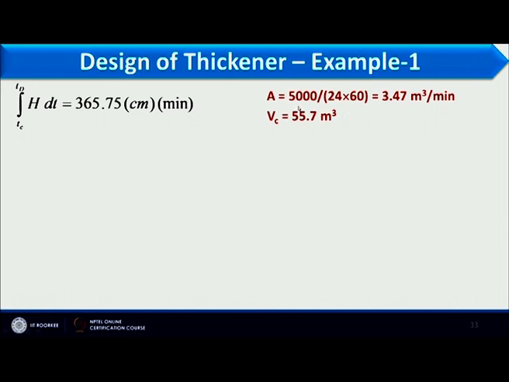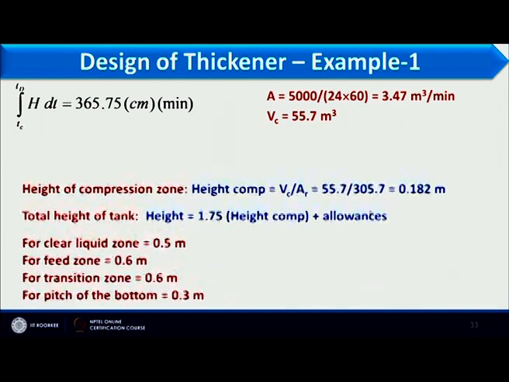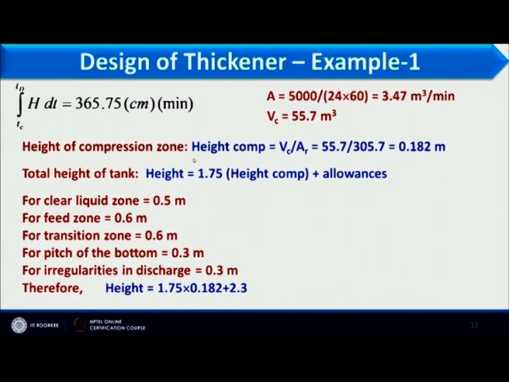A we can calculate as that is the volumetric flow of feed, that we can calculate 5000 by 24 into 60. So this is 3.47 meter cube per minute. From the previous expression we can calculate value of VC. So height of the compression zone, that is VC by A, that we have calculated as 0.182. The height of the tank now is 1.75 height of compression zone plus allowance.